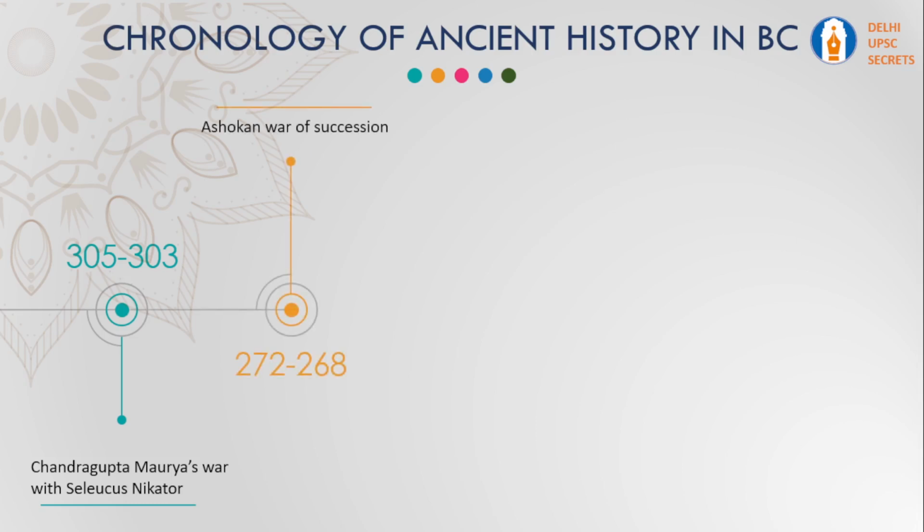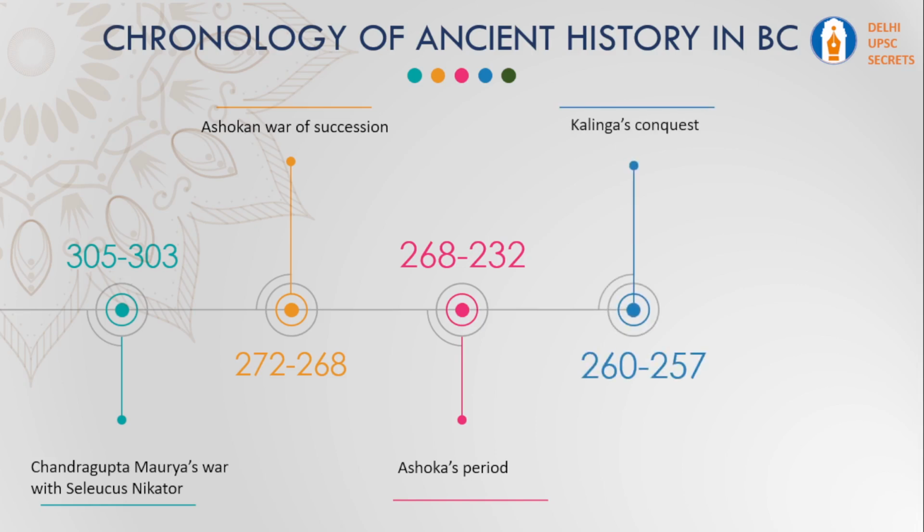And 272 to 268 was the Ashokan War of Succession, because Ashoka is also one of the great rulers of the Mauryan Empire who promoted Buddhism next to the Kalinga War. In Ashoka's period, there were a huge lot of changes happening. He constructed many edicts. He spread Buddhism in Sri Lanka and Central Asia.